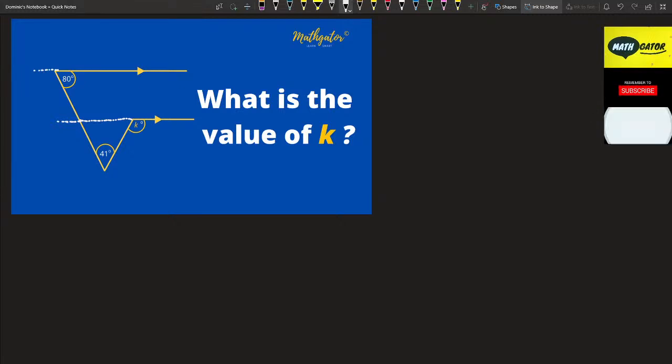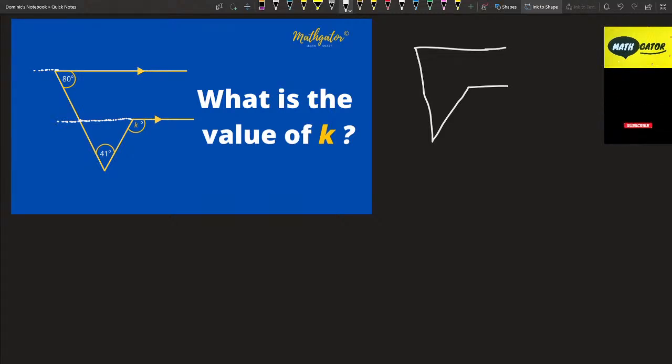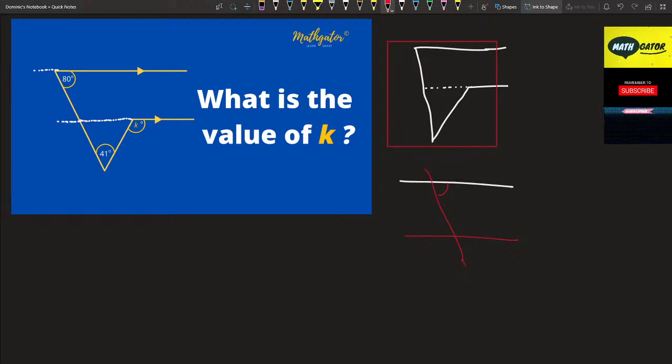Now, because we are extending, if I should redraw this, I'll have something like this. Let me change the marker. Taking into consideration just this side should give you an indication that you should be working with something like this. And this angle has been named.